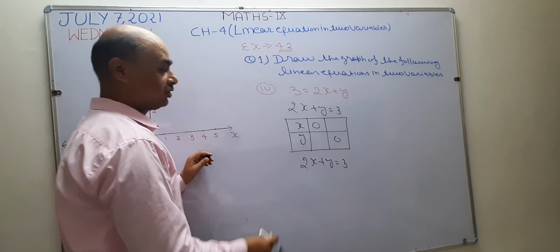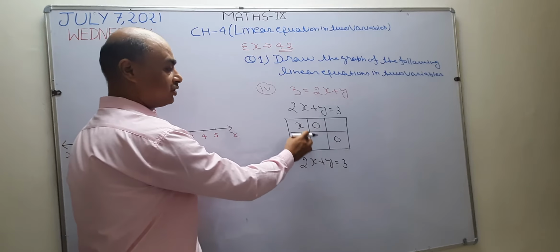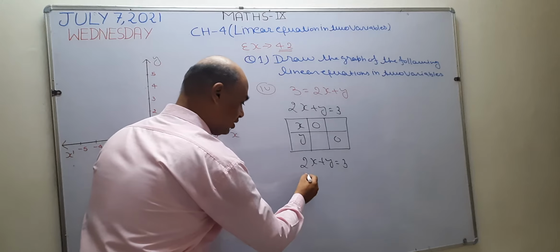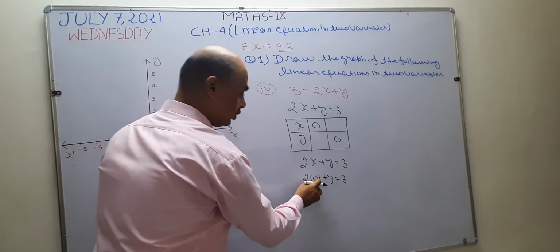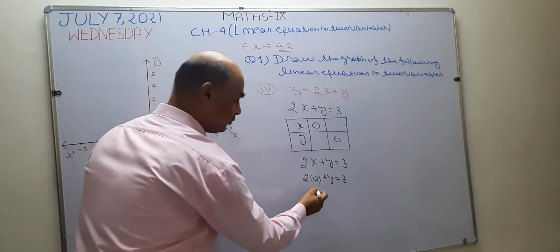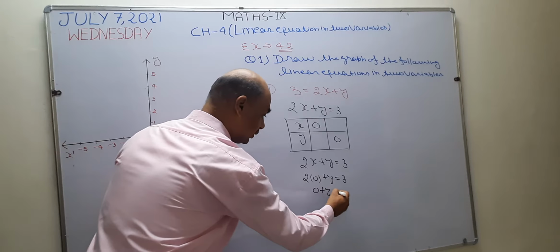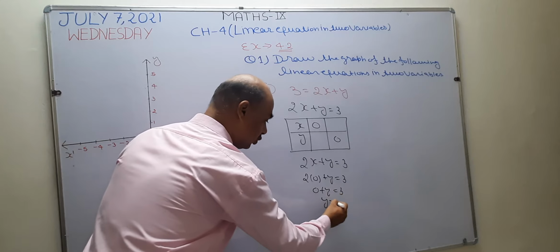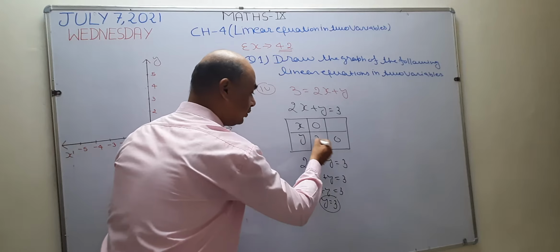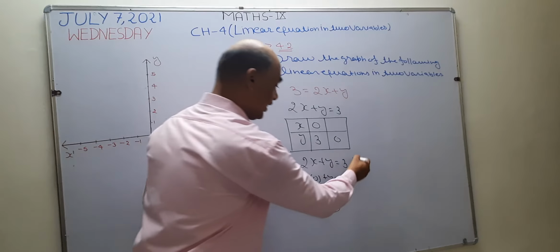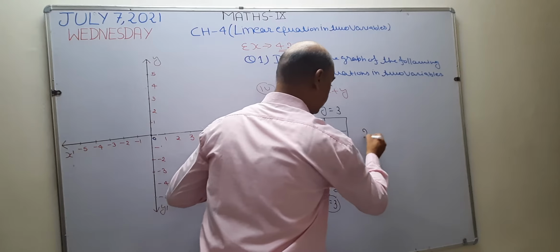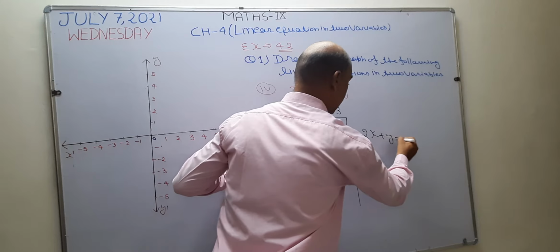After writing the first equation, I want to take x 0. First time I want to take x 0. It means instead of x, I want to write 0. When instead of x I write 0, 2 into 0 becomes 0. And 0 plus y is equal to y. So the value of y becomes 3. It means when we take x 0, the value of y becomes 3. Now write down the same equation again. 2x plus y equal to 3.